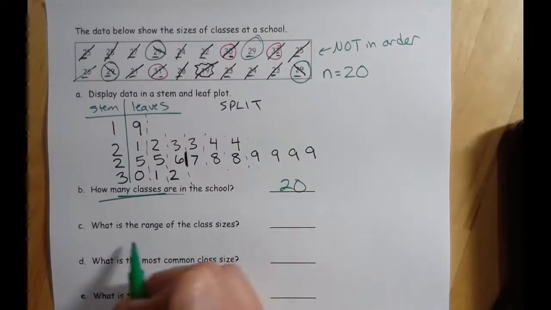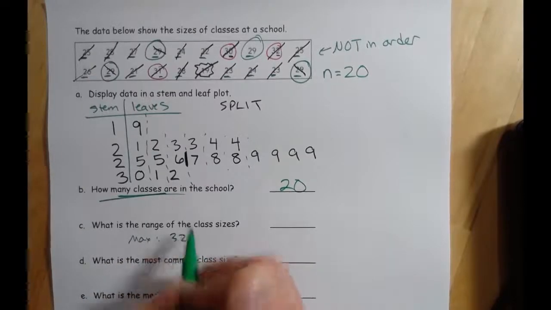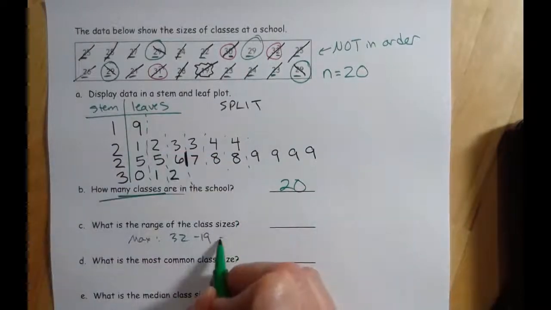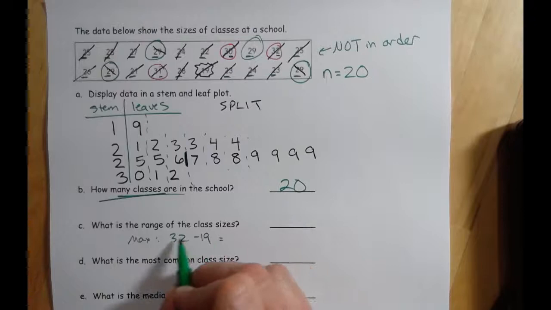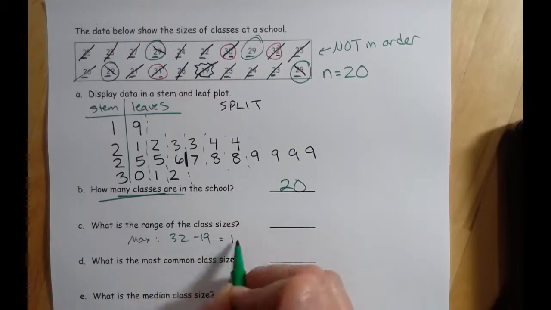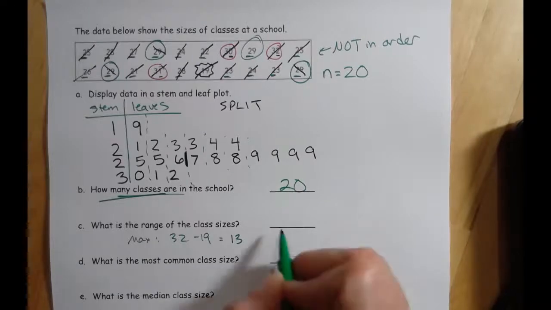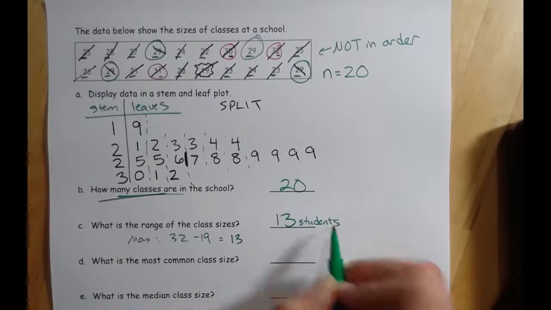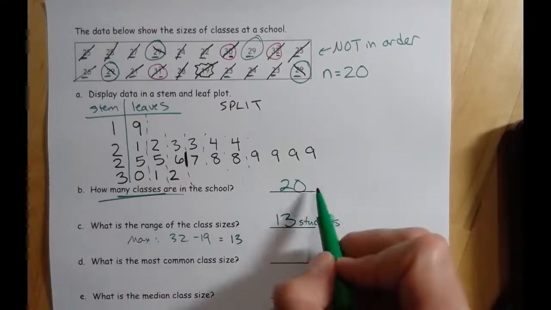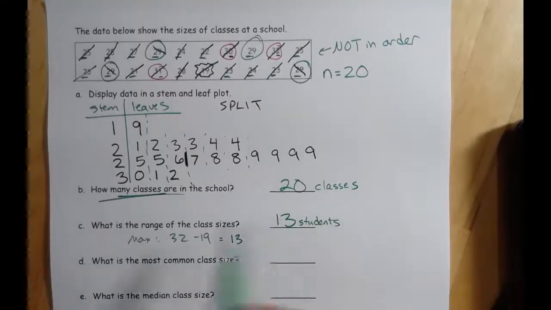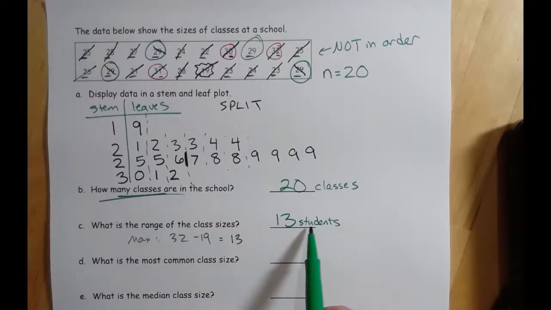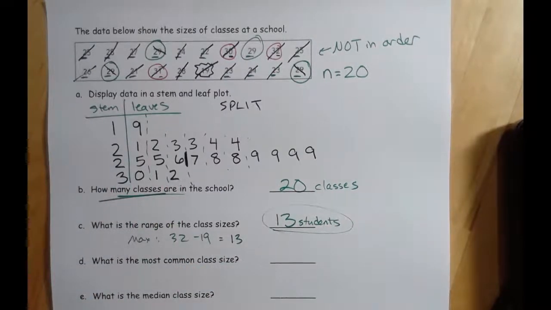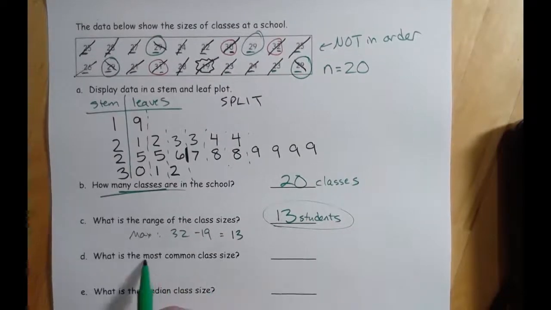So what is the range of classes? Well, the max is, like we just said, 32, represented by this leaf here. The min is 19, represented by this leaf right here. So the range is going to be, let's see, 32 minus 20 is 12, but we're only subtracting 19, so it's 13. All right, mental math. So our range is going to be 13 students, because these are class sizes of the number of students. So there are 20 classes. The range of sizes is 13 students. So again, another way to think about that is the difference between the smallest class and the largest class is 13 students.